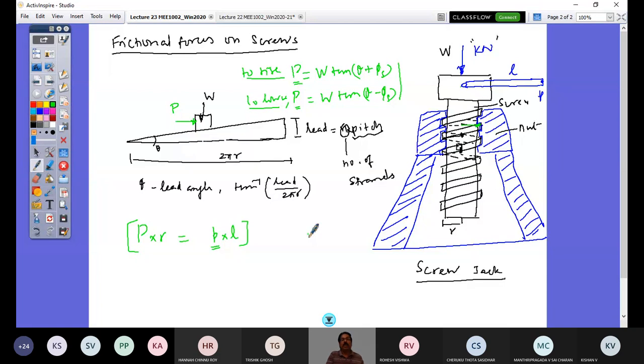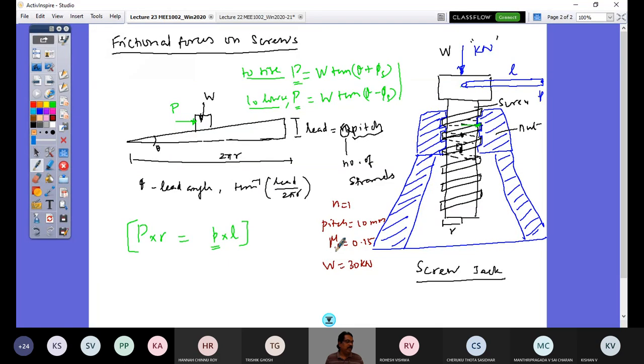Let us have some data and then solve the problem, right? Here, the data for this problem: it is a single-strand, single-threaded screw jack, that means n is equal to 1. The pitch is given as 10 mm, the coefficient of friction at the surface contact mu is 0.15, and the load to be lifted W is 30 kilonewton. So what should be the small force effort? This is what is asked, P.